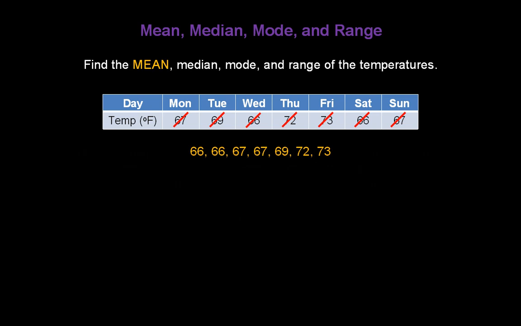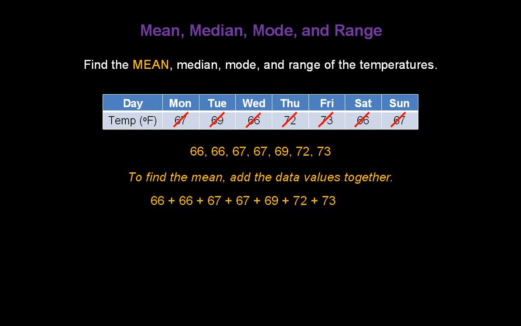Well, let's find the mean first. The mean is the average. How do we find an average? To find the mean, add the data values together. So we're going to add up all 7 numbers that we just put in order, and you're going to find that they total 480.